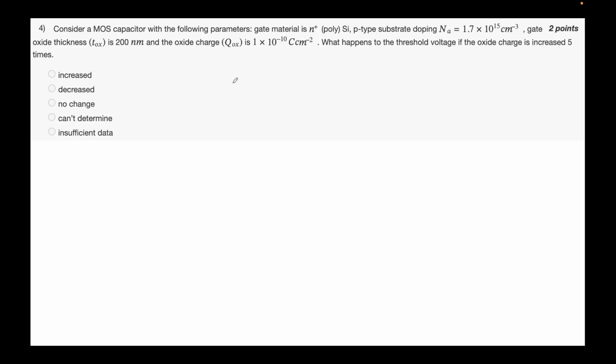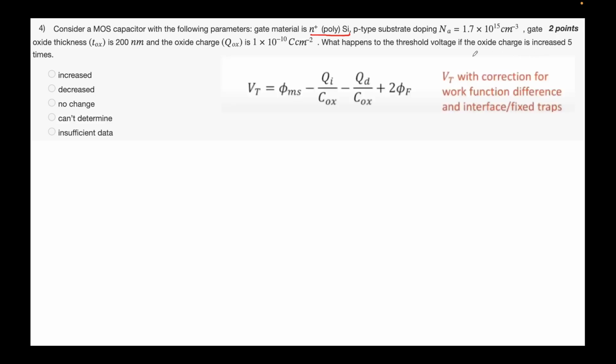It says consider a MOS capacitor with the following parameters. So gate material is N plus polysilicon. Now instead of metal we are using polysilicon, and a p-type substrate with doping given as this. A gate oxide thickness is given and oxide charge is given. So this is a non-ideal thing. And what happens to the threshold voltage if the oxide charge increases 5 times? So this is the expression that we know. Okay, so we are required to find that.